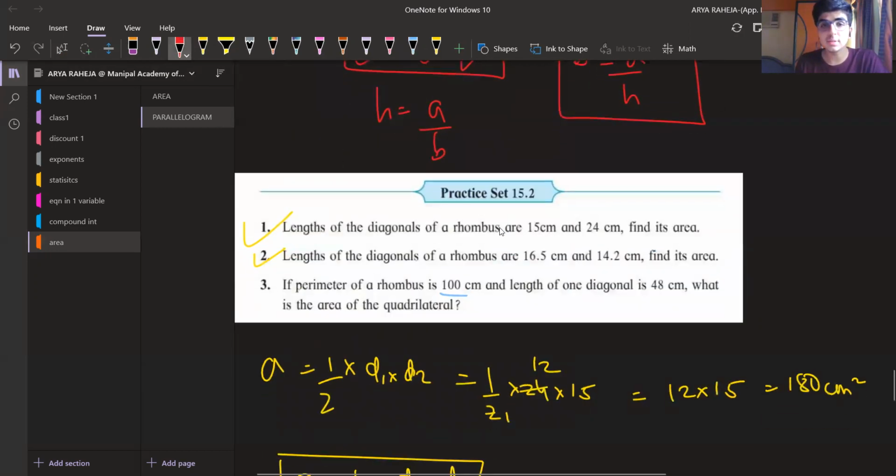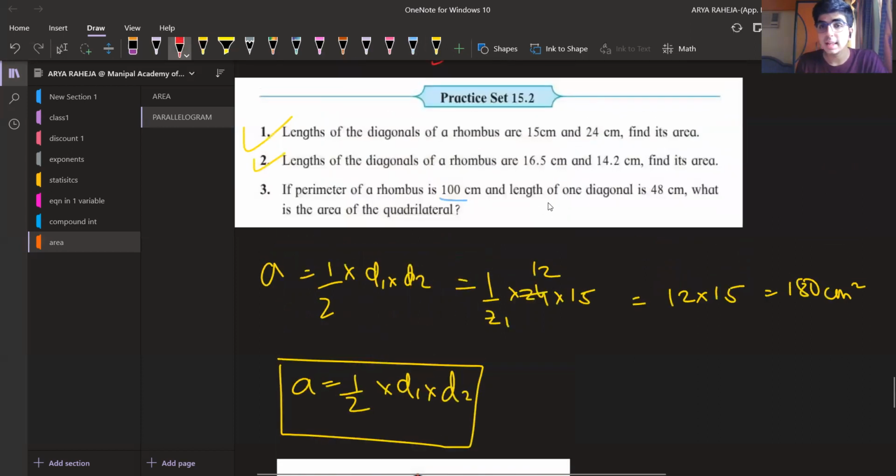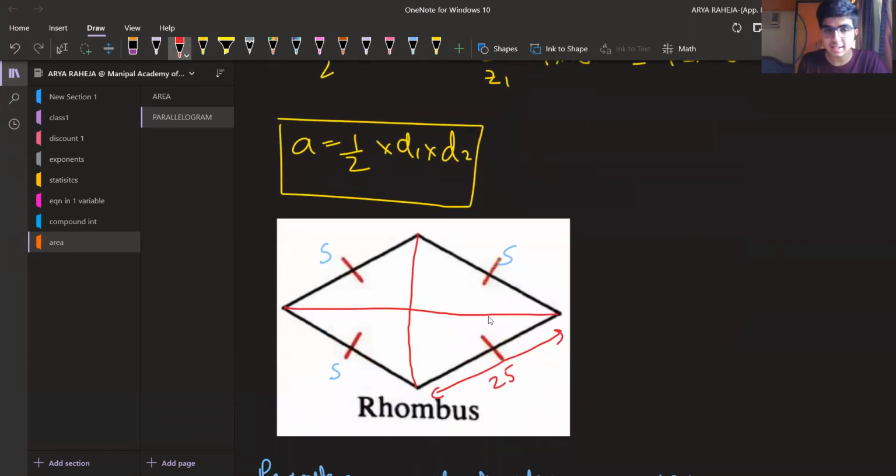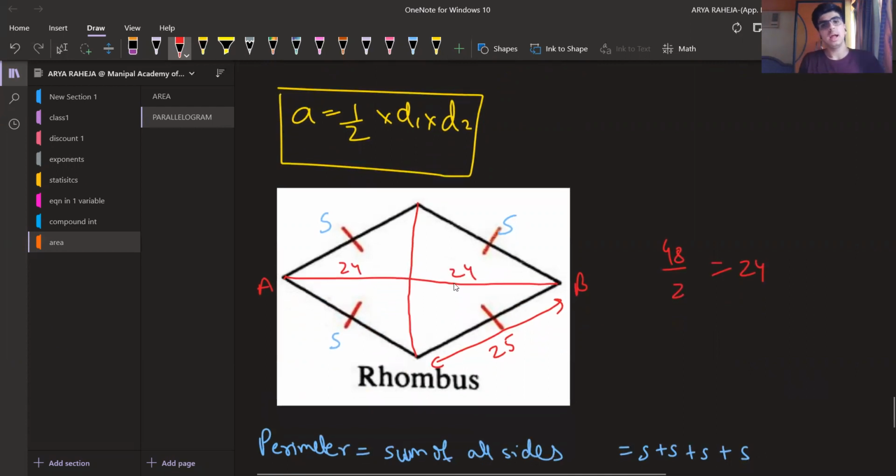And what else is also given? Length of one diagonal is 48 centimeter. तो suppose ये पूरे diagonal का length, suppose this is A, this is B. So ये पूरे AB का length is 48. So half of AB का will become how much? 48 upon 2, which is 24. So that means this is 24 and this is 24 centimeter, correct? And let's name this central point O, इसको O name करेंगे.